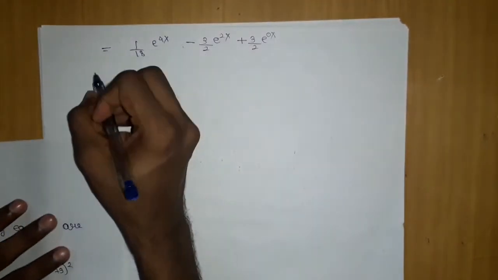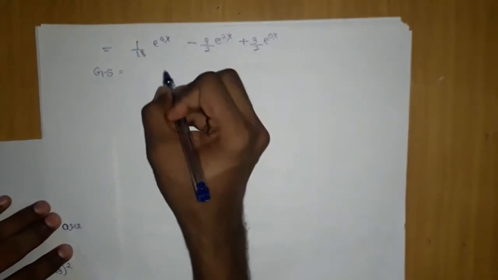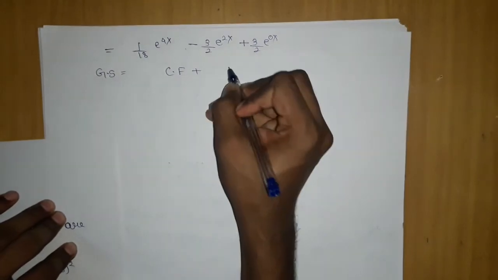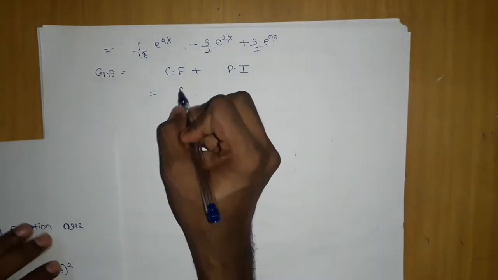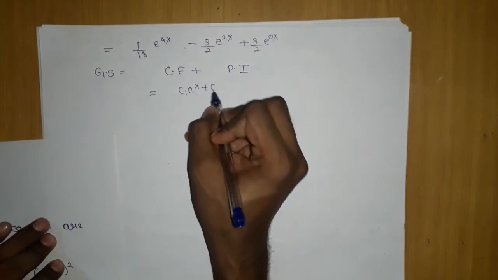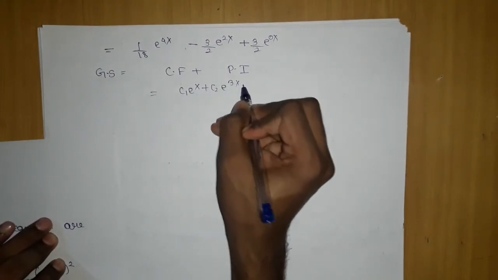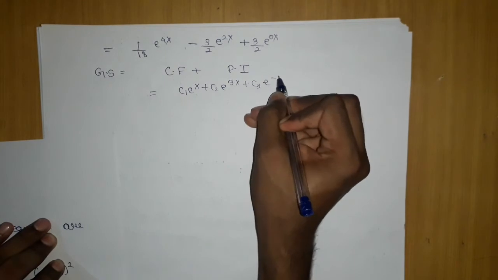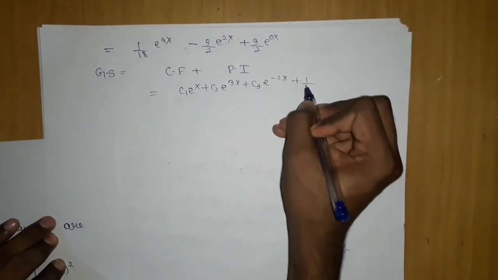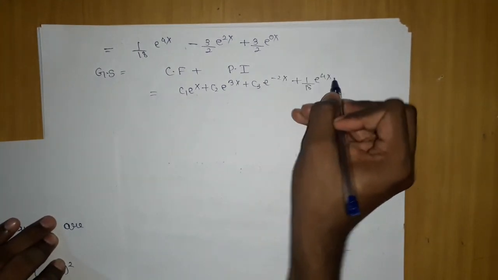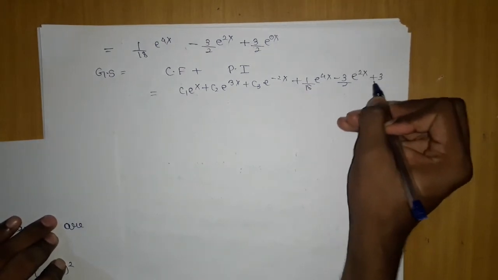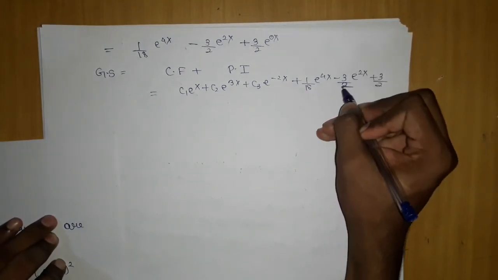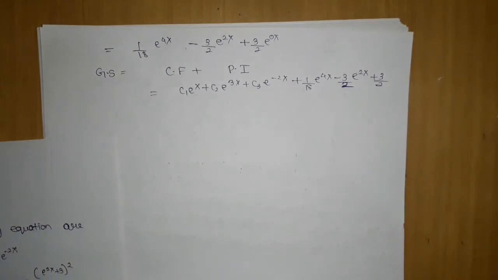So the general solution is a combination of the complementary function plus the particular integral, which is c1 e to the power x plus c2 e to the power 3x plus c3 e to the power minus 2x plus 1 by 18 e to the power 4x minus 3 by 2 e to the power 2x plus 3 by 2. So this is our required answer.